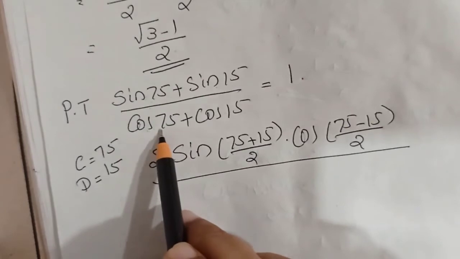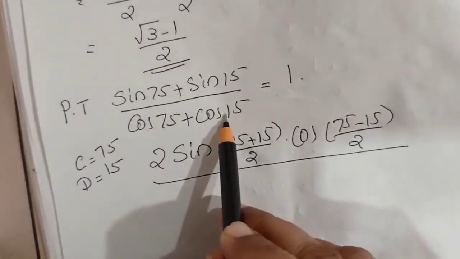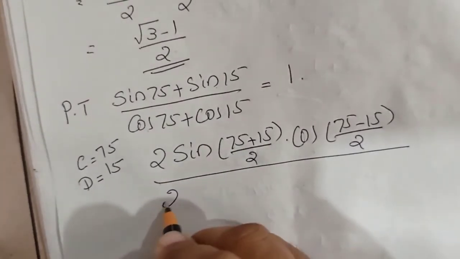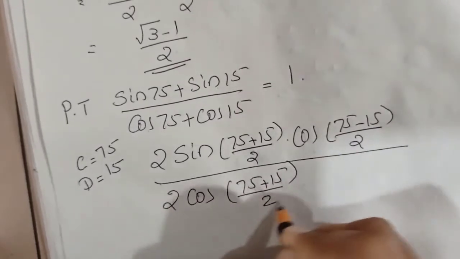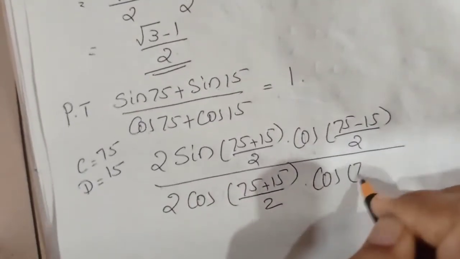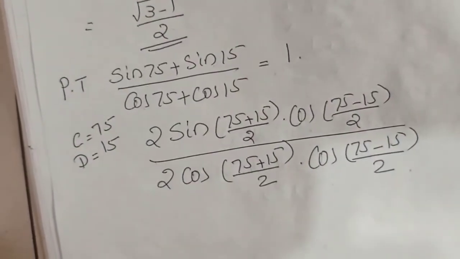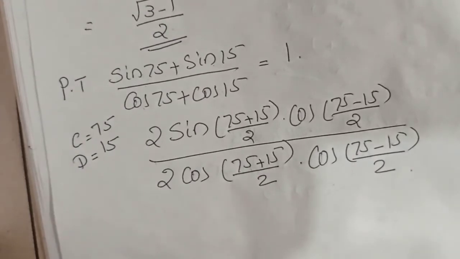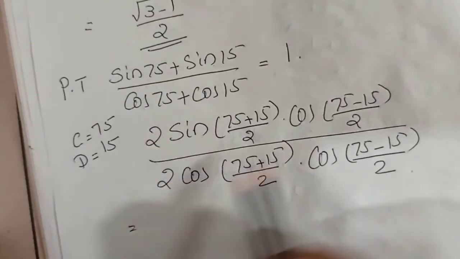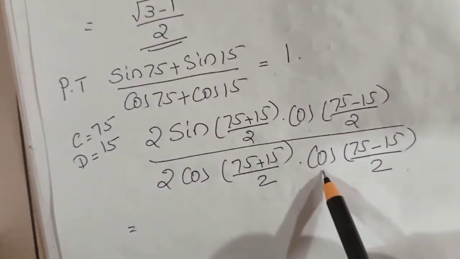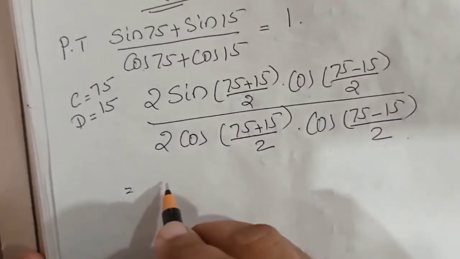Then, what is cos C plus cos D? When you take cos C plus cos D, we know that both are in terms of cos. 2 cos (75 plus 15 by 2) into cos (75 minus 15, the whole by 2). Then one more step. Here also you can cancel this 2 and 2 and this cos (75 minus 15 by 2) and cos (75 minus 15 by 2). Isn't it? Or, write one more step.